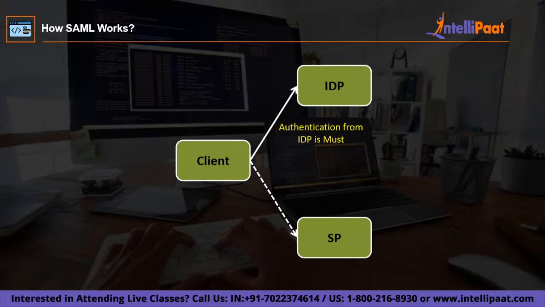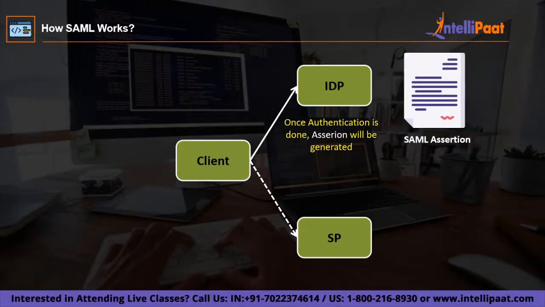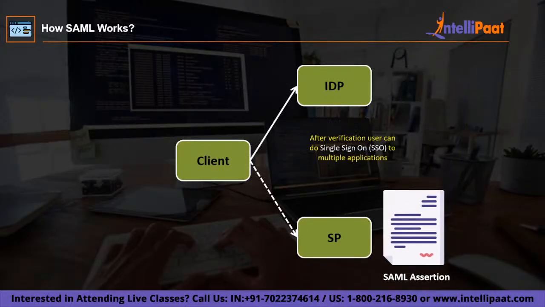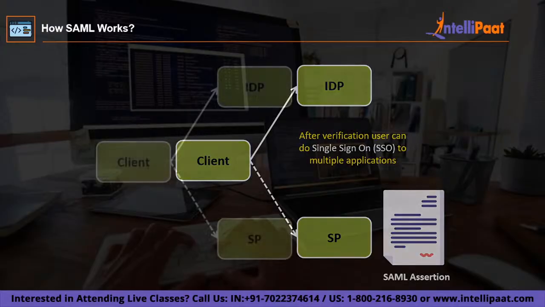If the user manages to successfully authenticate and is authorized, then the IDP generates a SAML assertion. The assertion is then sent to the application, and since the user is already authenticated into the IDP, the user can single sign on into other applications. Let's go one step deeper into SAML flow.